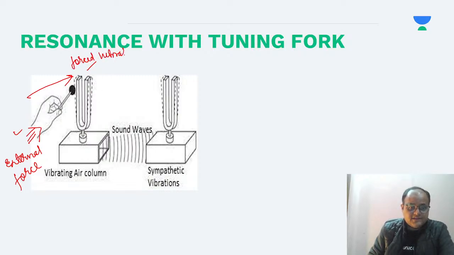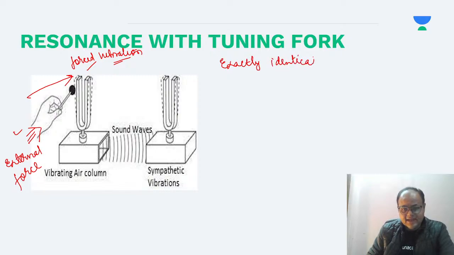And the condition is that both the tuning forks are exactly identical. This is an important constraint. Both the tuning forks are exactly identical, I mean, in every respect, be it shape, size, material, length, breadth, natural frequency, everything is the same. Now see what happens.